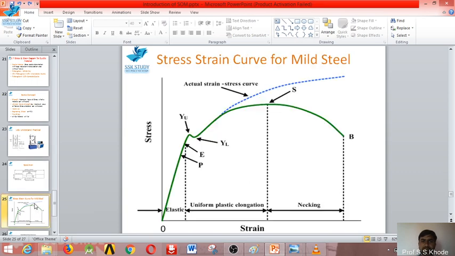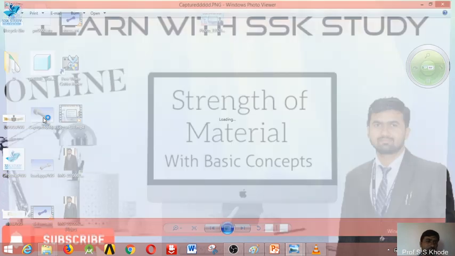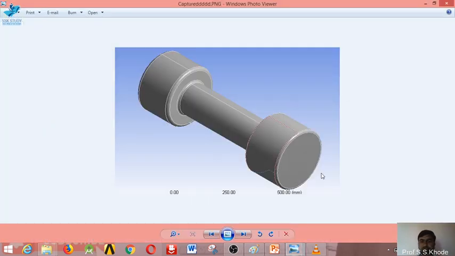Now today we will discuss how this curve is obtained in case of a tension test on the universal testing machine. Let's understand it. Here we will discuss this particular diagram which is already plotted. For that, once again I will explain how you are going to apply a load with the help of one simulated software. This is the diagram, already drawn in Creo Parametric.